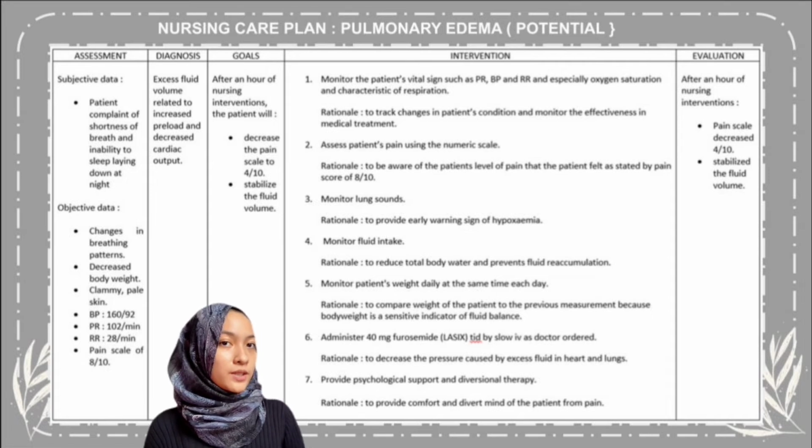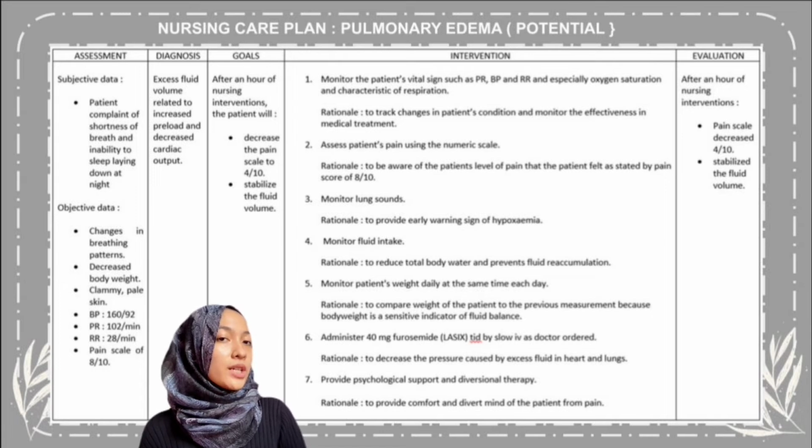Intervention number 2 is to assess patient pain using pain assessment tools such as the numeric scale. The rationale is to assess the level of the patient's pain and also to be aware of the level of pain that the patient felt, as stated by the pain score of 8 per 10.